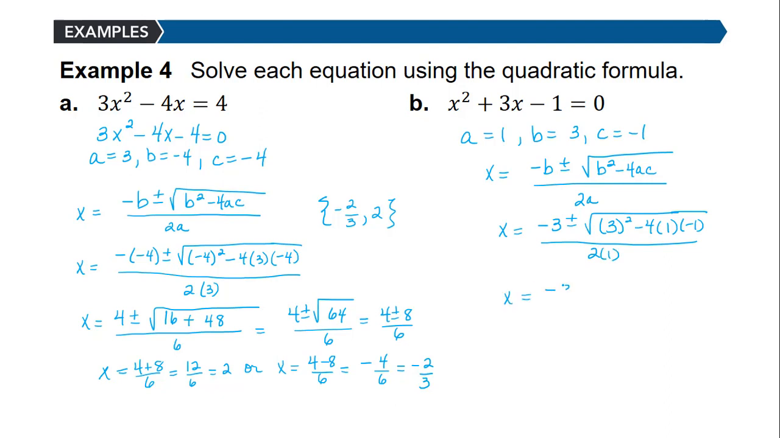Simplifying, we get in the numerator negative 3 plus or minus the square root of, let's see, 3 squared is 9. Negative 4 times 1 times negative 1 is going to be plus 4, divided by 2 times 1 is 2. So we get negative 3 plus or minus the square root of 13 divided by 2. And the square root of 13 cannot be simplified, so we would just leave it in that form. You could write them as separate solutions or as this compact form as well.